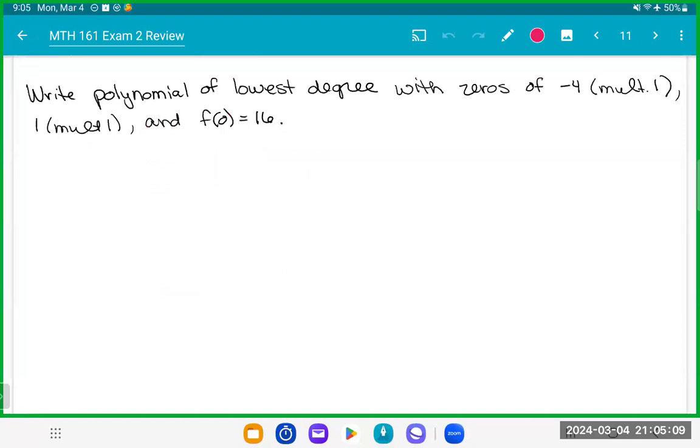So for this one, we're writing the lowest degree polynomial, given that -4 is a 0 with multiplicity 2, and 1 is a 0 with multiplicity of 1, and that f of 0 is equal to 16, right? So we did a problem like this earlier today. So you guys will have some opportunity to practice that. You guys can practice this one as well. And you should get -4x squared minus 12x plus 16. Okay, so just work through that and see if you get to that.